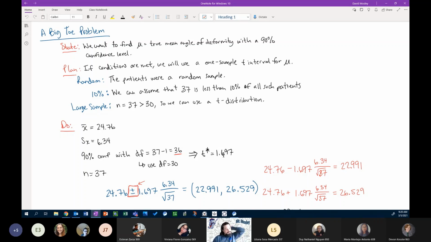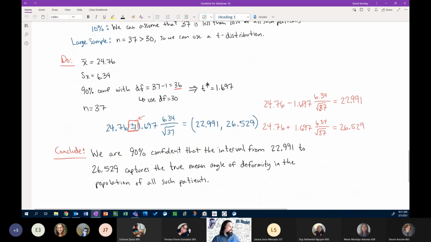So now I have all the parts I need to do my calculation. I have my statistic, I have my critical value, and I have my standard error numbers. So we punch that all through. We have our plus or minus. The plus side gives me the upper bound, the minus side gives me the lower bound. So we do 24.76 plus or minus 1.697 times 6.34 divided by the square root of 37. We get a lower bound of 22.991 and an upper bound of 26.529, and that gives us this interval. We list it like an ordered pair, and this is the interval for our 90% confidence level.